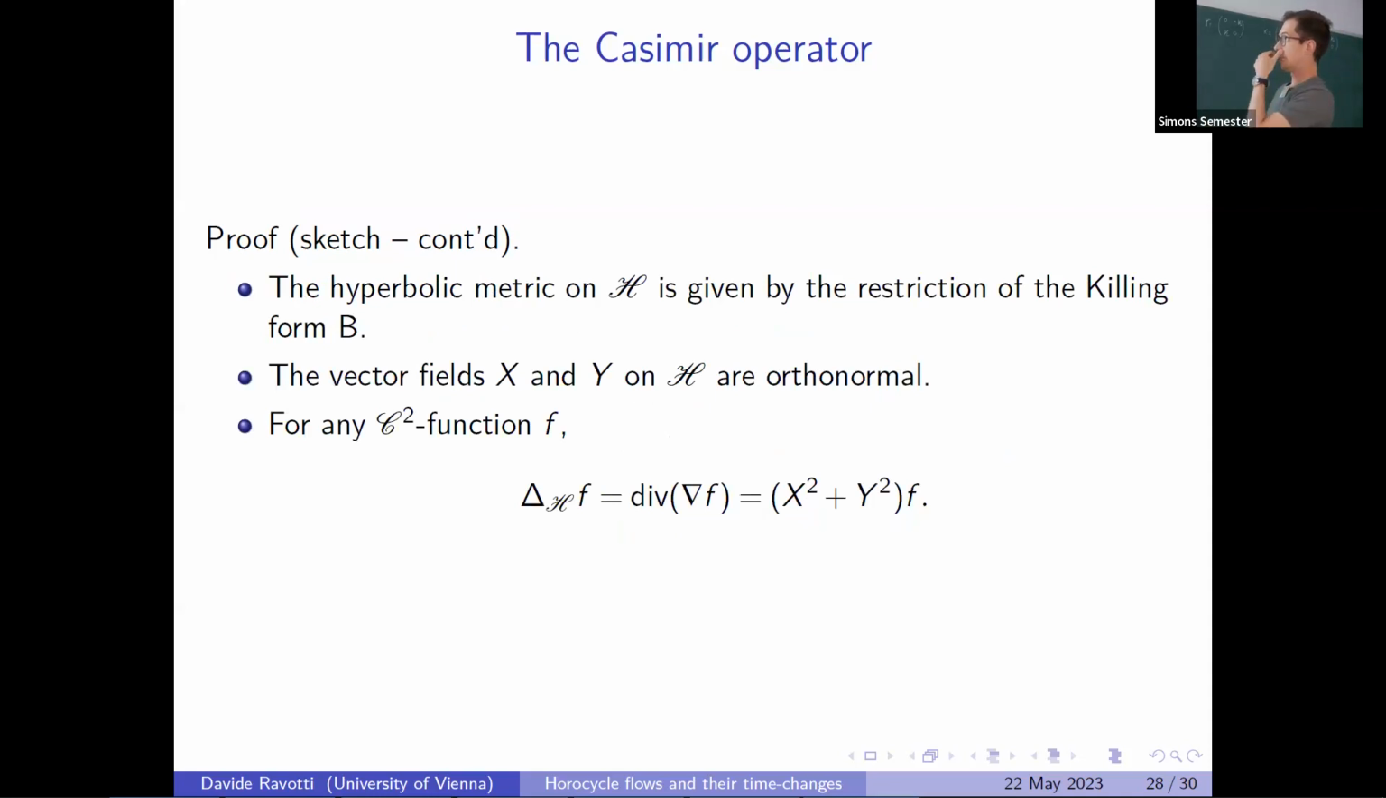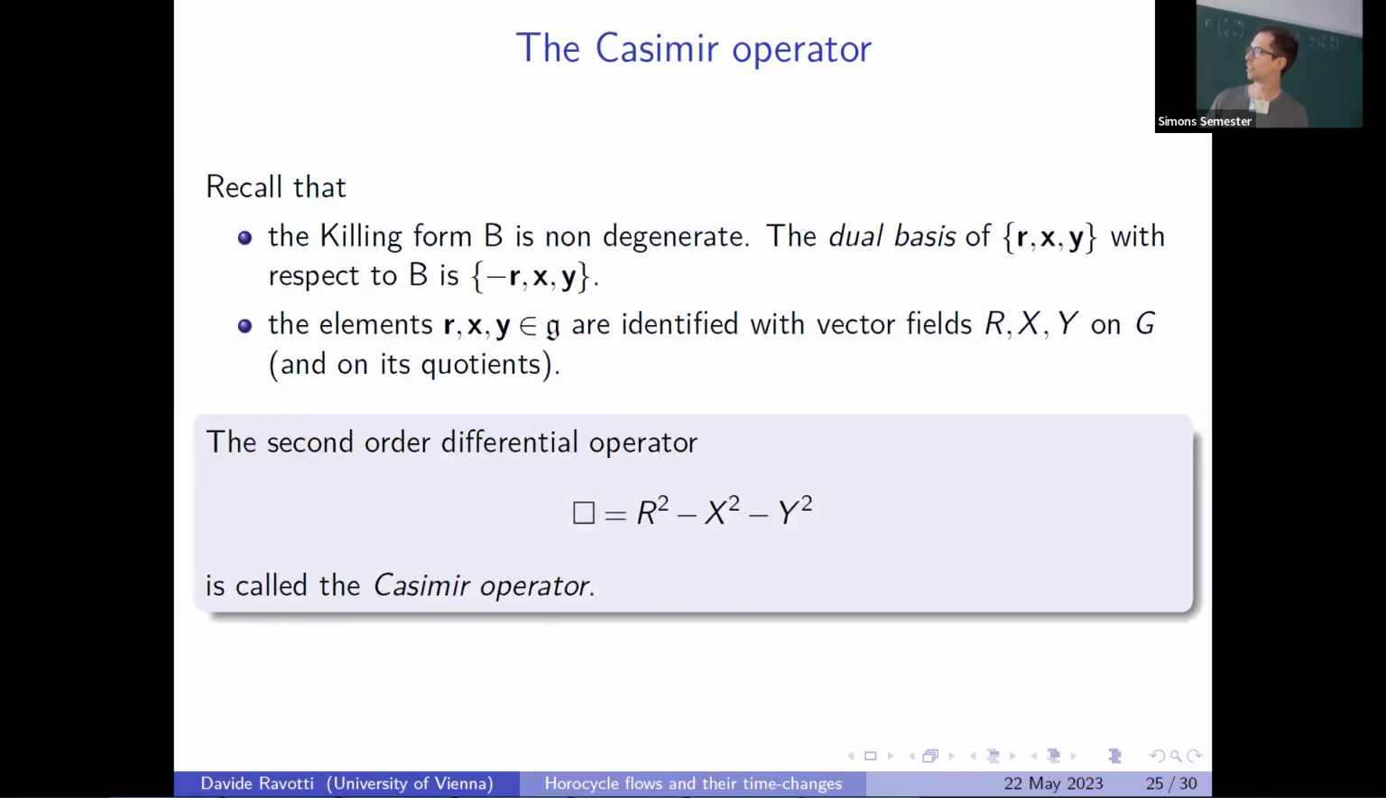And to prove that it coincides with the hyperbolic Laplacian, well, this is a fact from hyperbolic geometry that the metric on the hyperboloid model of the hyperbolic plane comes from the restriction of the Killing form on the hyperboloid. And you can check that the vector fields X and Y are orthonormal with respect to this metric, so that the hyperbolic Laplacian, being the divergence of the gradient, is precisely X squared plus Y squared. So this is the second derivative. So recall that the Casimir was R squared minus X squared minus Y squared. So on functions that are invariant by R, you're left with minus X squared minus Y squared.